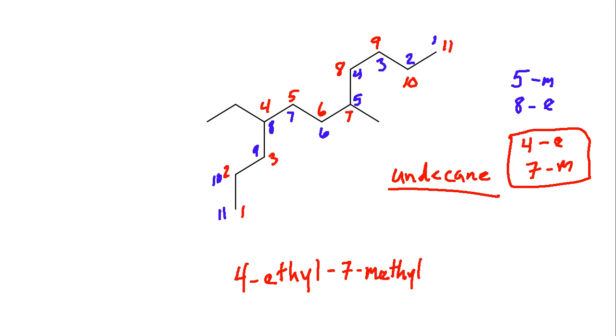Right? And then remember, if there's not another number, there's no need for additional dashes or spaces. So it's 4 ethyl, 7 methyl, and then continuing the name right there, undecane would be the name of the compound that we have here. So hopefully that was straightforward enough. Everybody was able to follow it, implementing the rules that we have learned at this point.